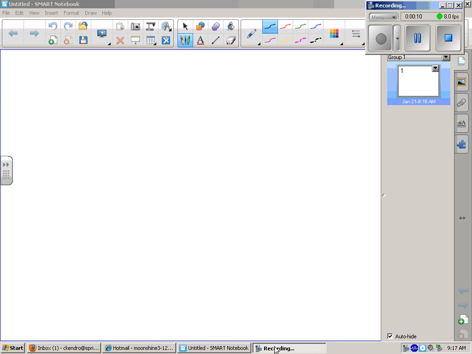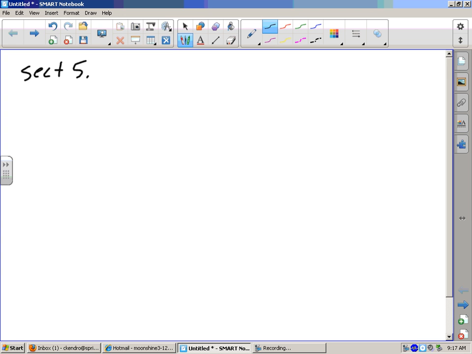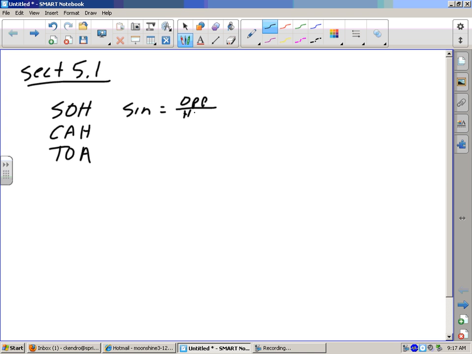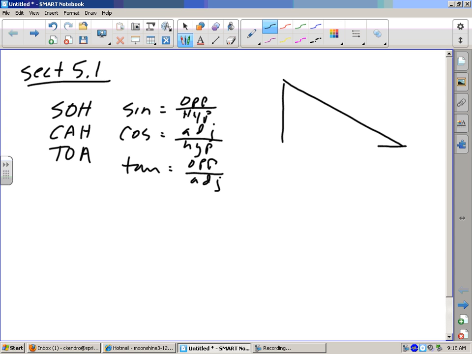We are going to start Chapter 5, Section 5.1. This chapter is all about right triangles, so it should be somewhat familiar to you. Remember, we have the fastest way to do right triangles when you're missing some information. SOHCAHTOA, where sine is opposite over hypotenuse. Cosine is adjacent over hypotenuse, and tangent is opposite over adjacent. Now let's review real quick what that means.